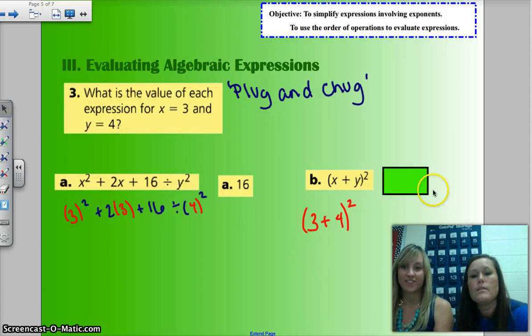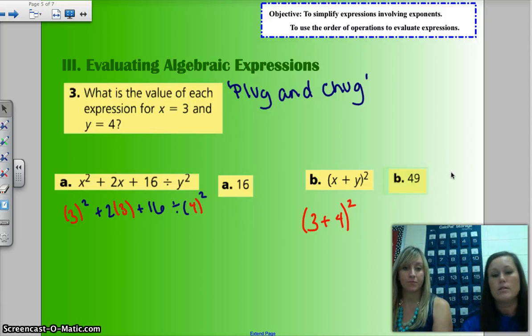Okay. Alrighty. So it's going to be 7 squared, 49. Awesome.